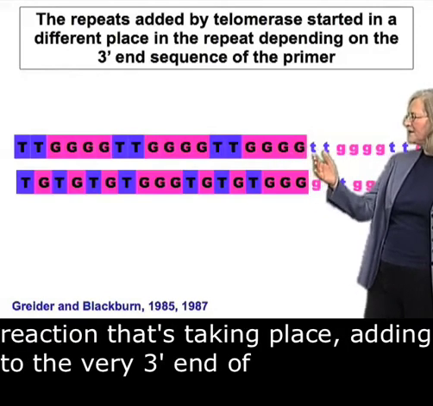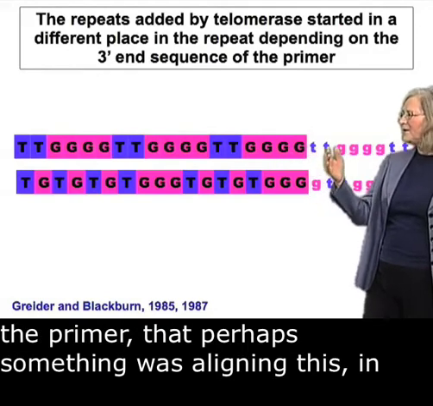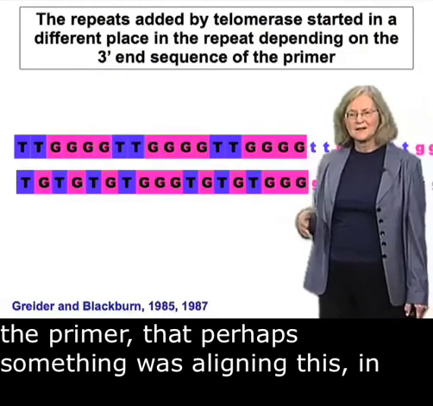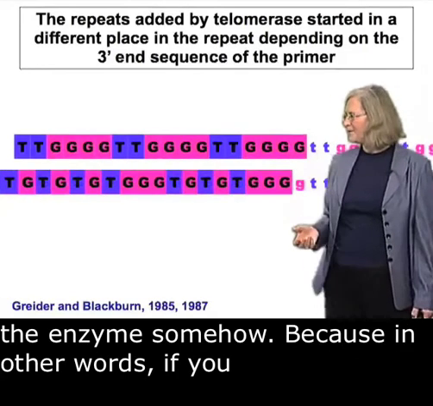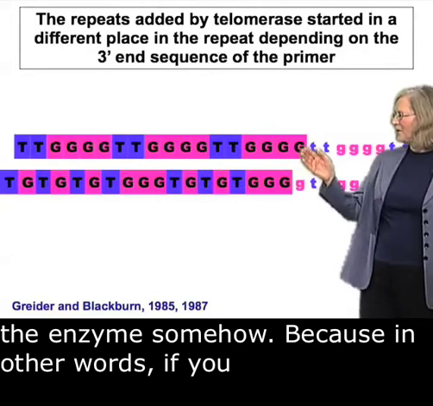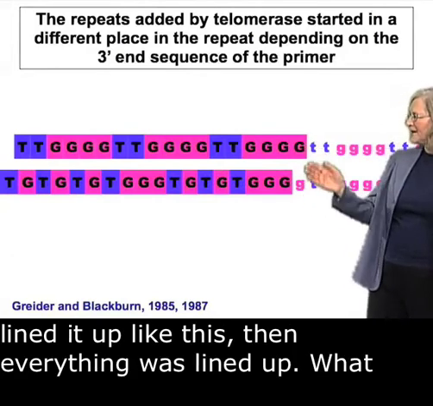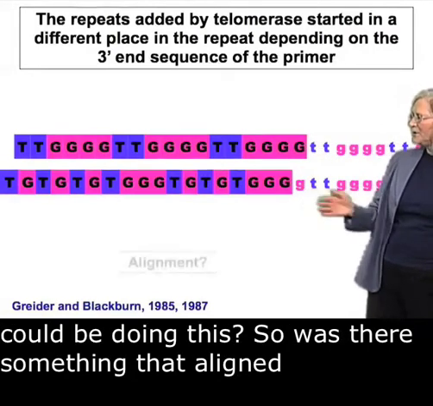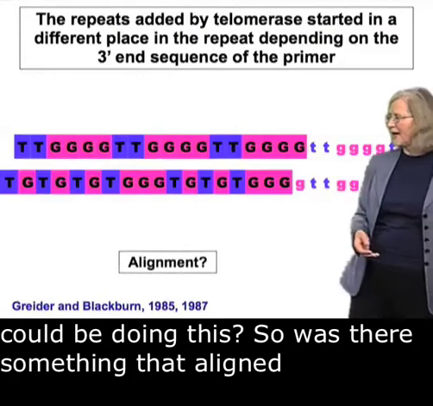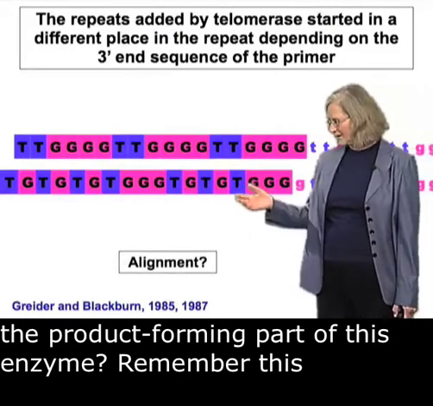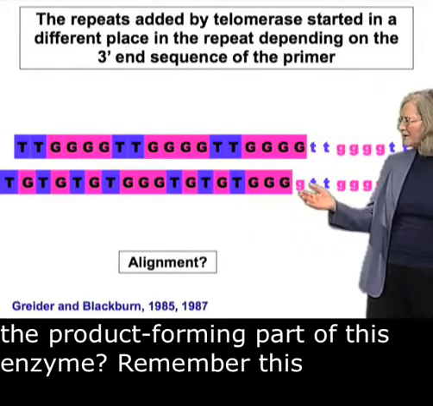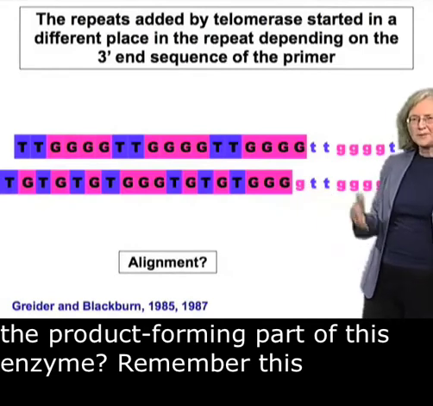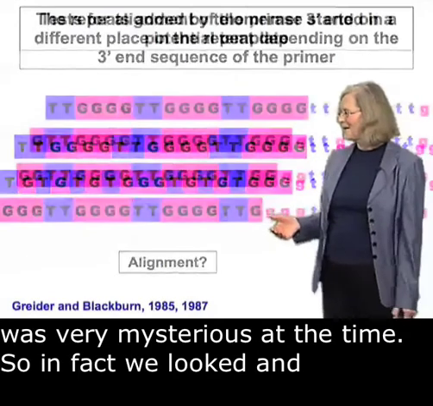So this suggested that perhaps something was aligning this very first portion, the portion of the reaction that's taking place, adding to the very 3' end of the primer. Perhaps something was aligning this in the enzyme somehow. Because, in other words, if you lined it up like this, then everything was lined up. What could be doing this? So was there something that aligned the product-forming part of this enzyme? Remember, this was very mysterious at the time.